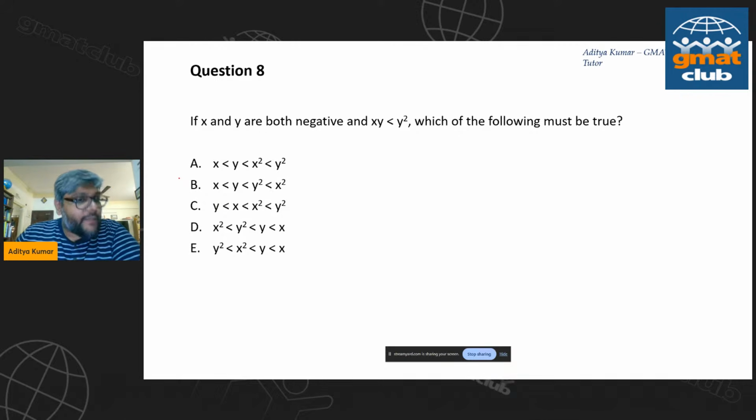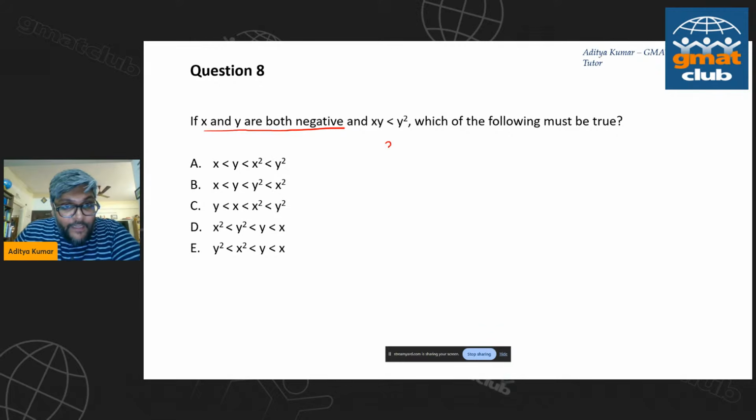Many of y'all have given me B as the answer. Let's see why B would not work. X and Y are both negative. Immediately when I see this, it's wonderful information for me to have. Why? Because it opens up the possibility for me to multiply and divide with those variables.